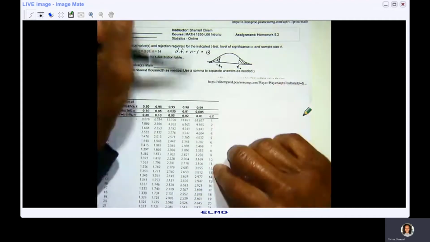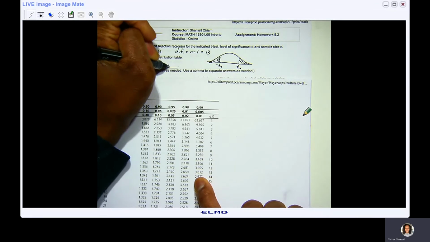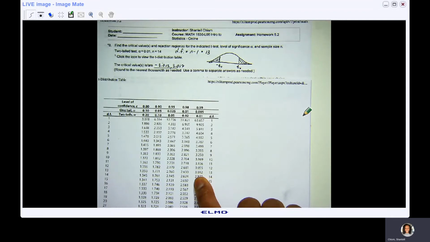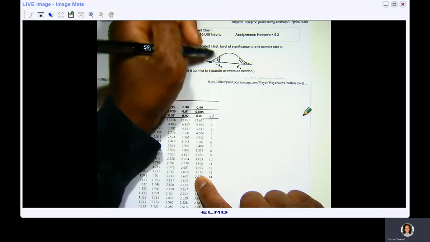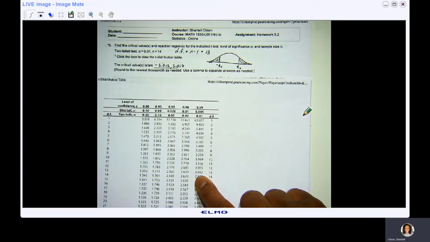Right here we use a comma to separate them: negative 3.012, comma, 3.012. That just means this value is negative and this value is positive.